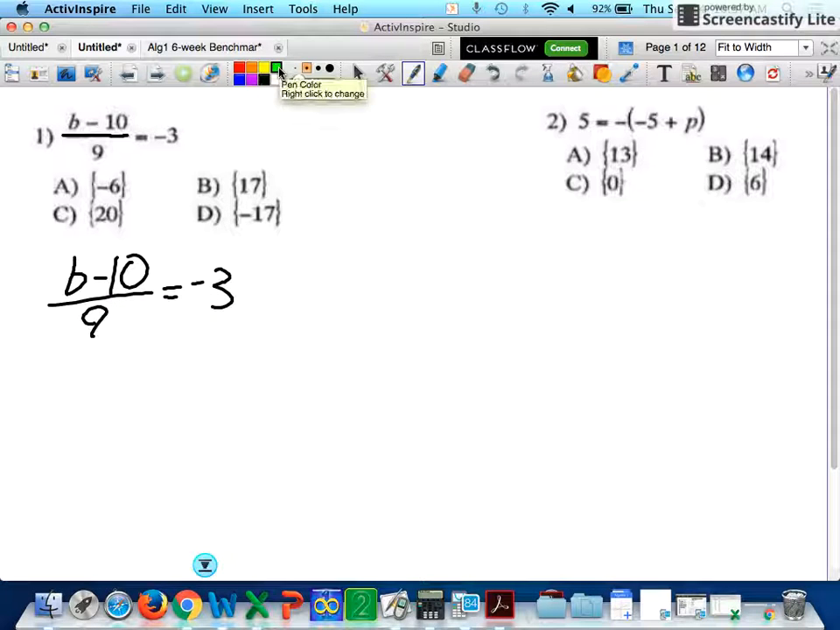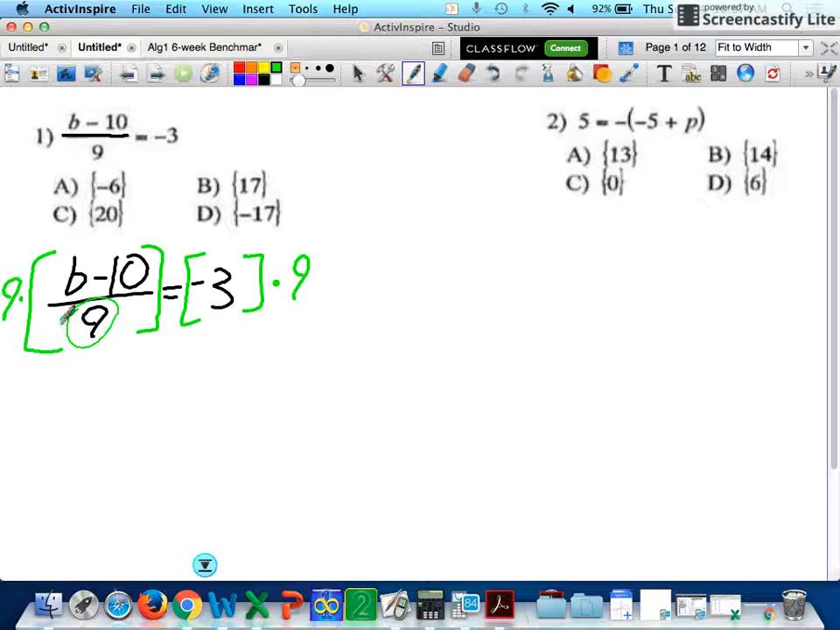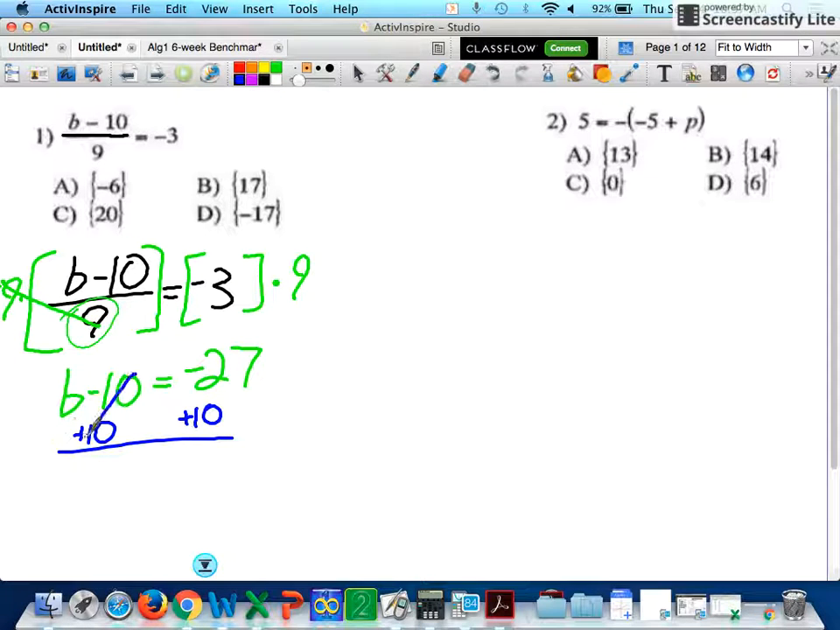And we learned that whenever we have this, we like to use these big brackets around each side. And that reminds us that we're multiplying each side by 9. Why 9? Because that's the number in our denominator, okay? So what that multiplication does is it cancels these out, leaving us with b minus 10. And on the right-hand side, whatever happens over here happens. So negative 3 times 9 is a negative 27. Now we finish off the problem by adding 10 to both sides. Those cancel, and we get that b equals negative 17.